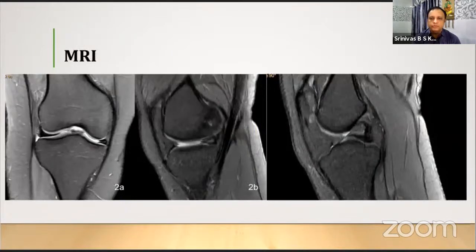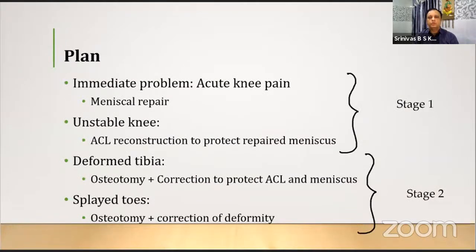MRI showed evidence of a tear of the medial meniscus, an absent ACL, and a double PCL sign, a possible bucket handle tear of the meniscus. So the plan was to take care of her acute pain first with a meniscal repair. Once repaired, it should be protected by a stable knee. So ACL reconstruction and meniscal repair was planned as a first step. Other deformities were planned to be corrected as a second step.